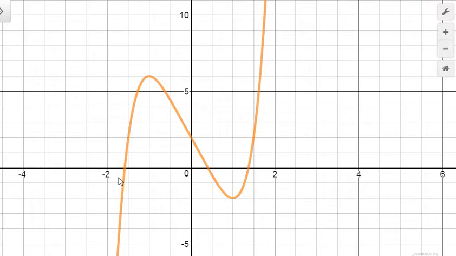So the function has a concave down shape until you get to 0. Now the function is decreasing as you move across 0. It's still decreasing from here down to here. But the shape changes. It changes right here from concave down to concave up.